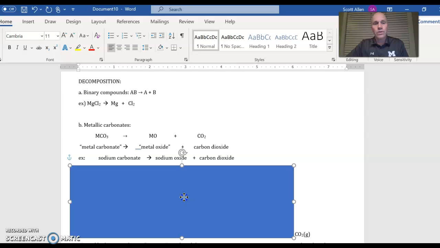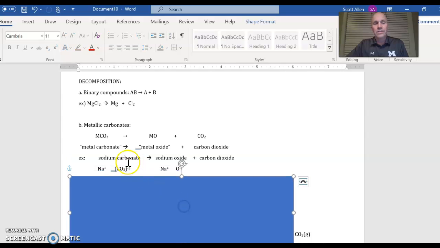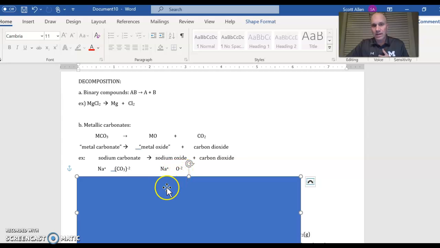All right, so in order to determine the formula, we have to apply the crisscross rule. All right, these are both ionic compounds. So sodium makes a +1 ion. Carbonate is this right here, and again, these polyatomic ion formulas are on the reference guide. All right, here we have sodium and oxide. All right, and these are the ions that they have.